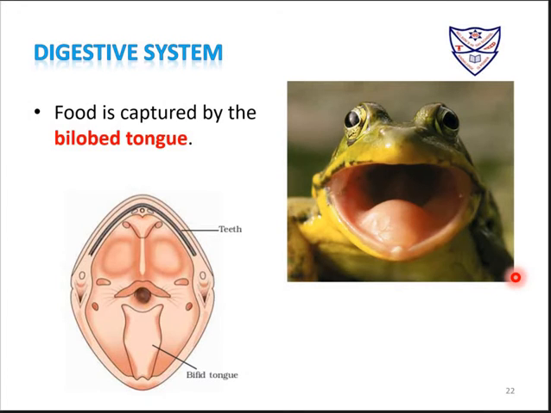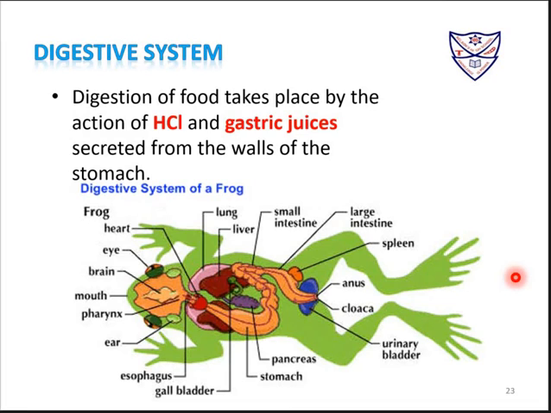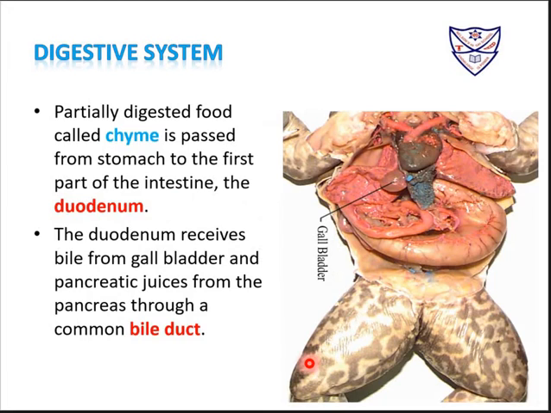So as we saw earlier, the food is captured by a bilobed tongue. Then digestion starts. There is hydrochloric acid and other gastric juice which are secreted from the walls of the stomach. This food is called chyme and it is passed from the stomach to the first part of the intestine, that is the duodenum.